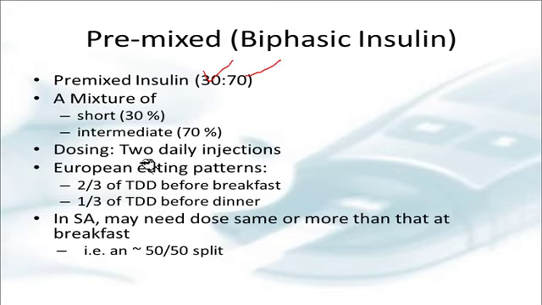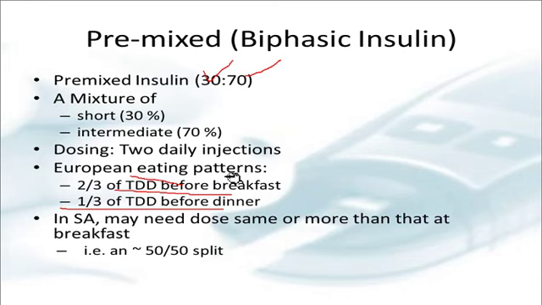And roughly what you do there is you give 2/3 of the total daily dose before breakfast, and 1/3 before dinner, of the premixed insulin, so that you'll have your short acting insulin, which will peak just around the time you're having your meal, and then your intermediate acting insulin will go throughout the day and will cover the midday meal as well. And then the 1/3 before dinner, your short acting insulin will cover the meal, and then the intermediate acting insulin will cover you roughly till the next day morning.